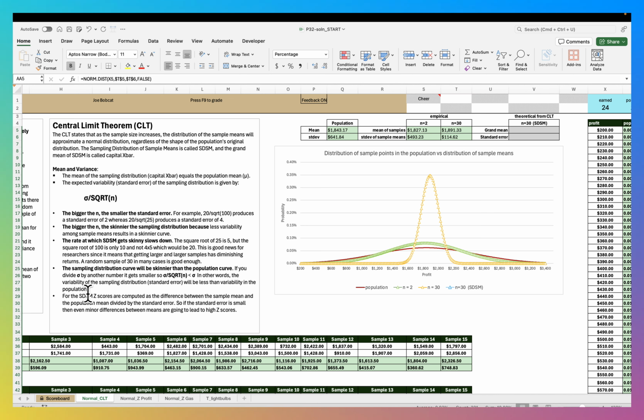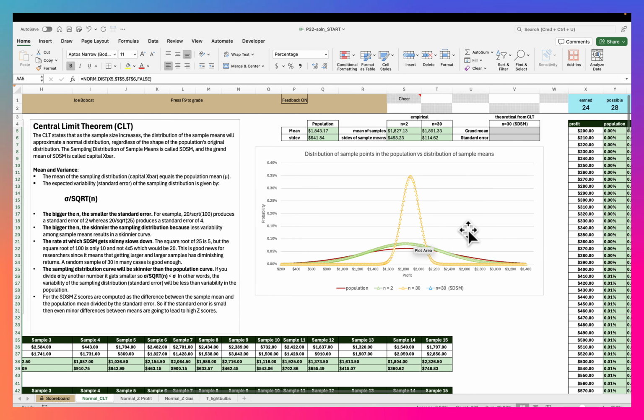And finally, for the SDSM, z-scores are computed as the difference between the sample mean and the population mean, so you subtract those two, and divide that by the standard error. So if the standard error is small, then even minor differences between the means are going to lead to high z-scores, because if you're dividing by a small number, then you haven't really reduced your number by much. You haven't reduced the numerator by much, so your z-score goes up. And if your z-score goes up, your probability goes down. And we will see all of that in these exercises.